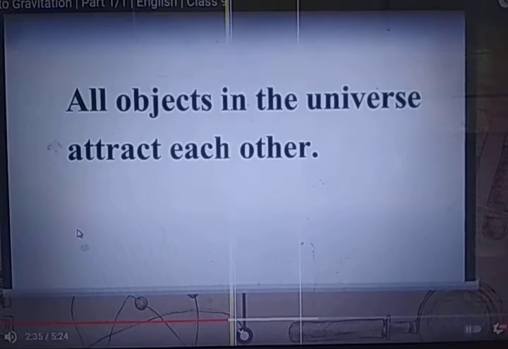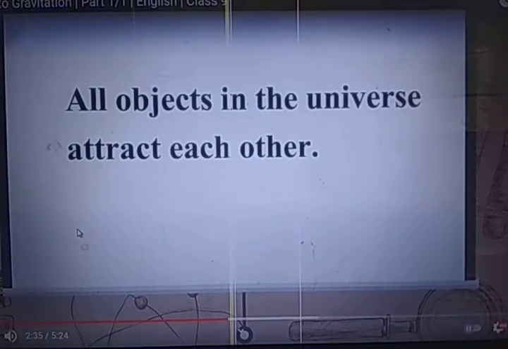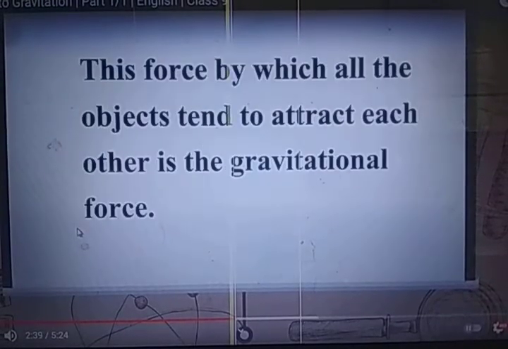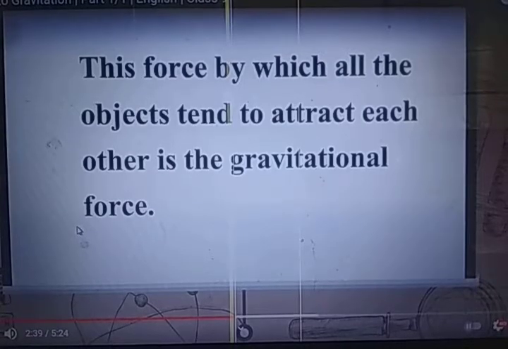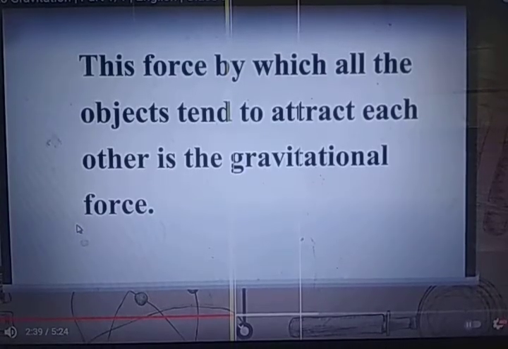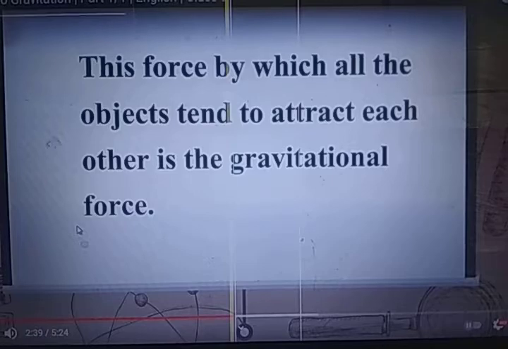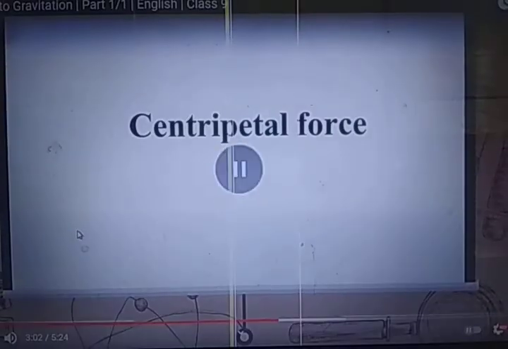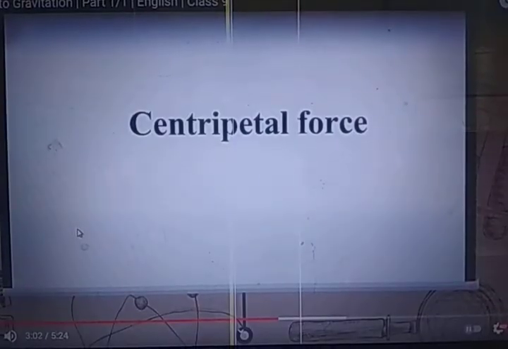Newton concluded that all objects in the universe attract each other. This force by which all objects tend to attract each other is the gravitational force. Now we'll study the centripetal force.